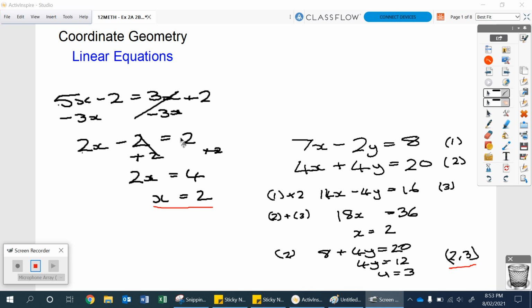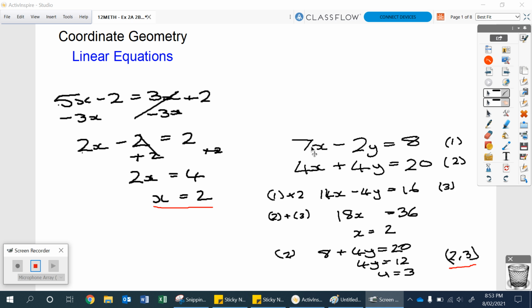Just look at the 2 on this side. 5x minus 3x is 2x. We add 2 to this side to eliminate this value, add 2 on this side, we get 2x equals 4, that means x is equal to 2. We solve the equation, and you've seen that a number of years.